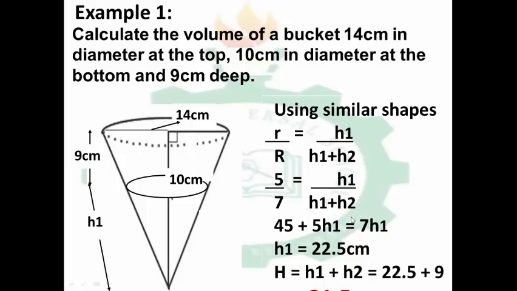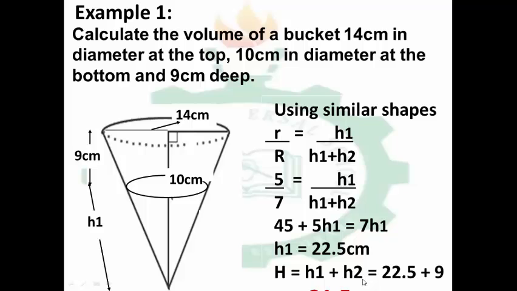Then to get the height of the bigger pyramid, that's going to be h1 plus h2. And your h1 is 22.5. Then your h2 is given, which is what? 9. So you add this together. Then the volume of the bucket.